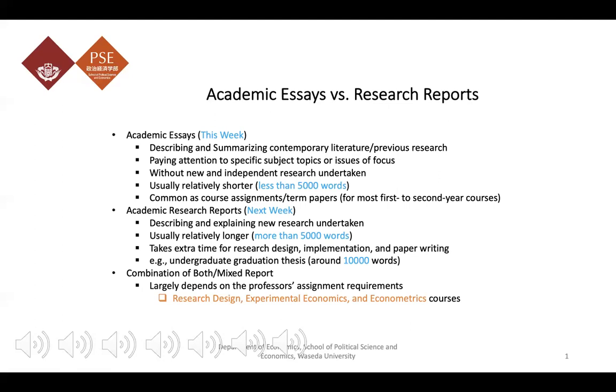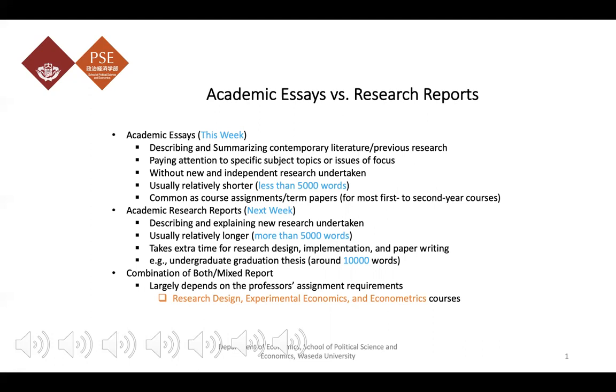So for the other type, academic research reports, it is normally longer, more than 5,000 words. If you're writing a graduation thesis for a bachelor's degree, then it's normally around 10,000 words and above. In this case, you're going to write about your original research, and your paper has to be broken down into various very clear structures, from the introduction, background, to data collection, empirical analysis, conclusions, and so on.